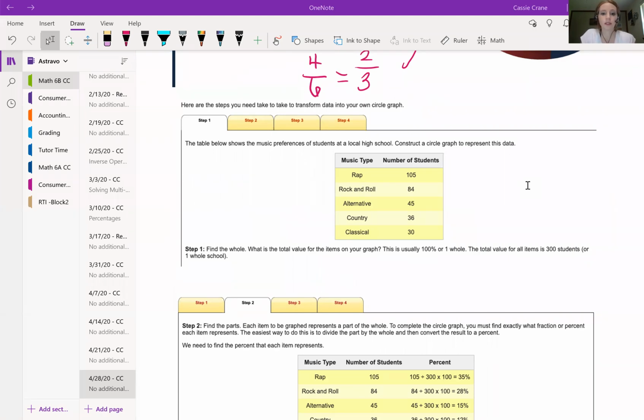So this one says the table below shows the music preferences of students at a local high school. Construct a circle graph or a pie chart to represent the data. Sorry, I've got allergies, losing my voice here.